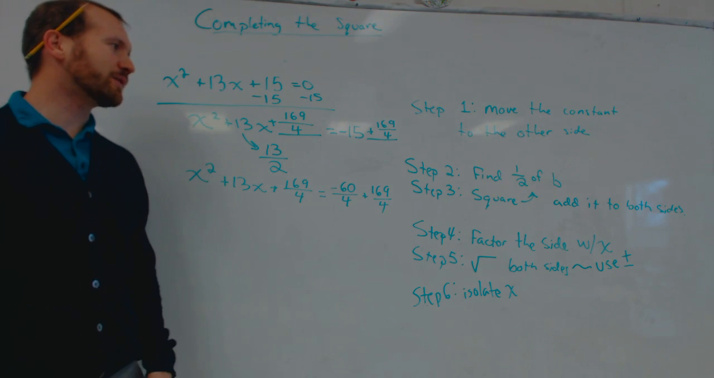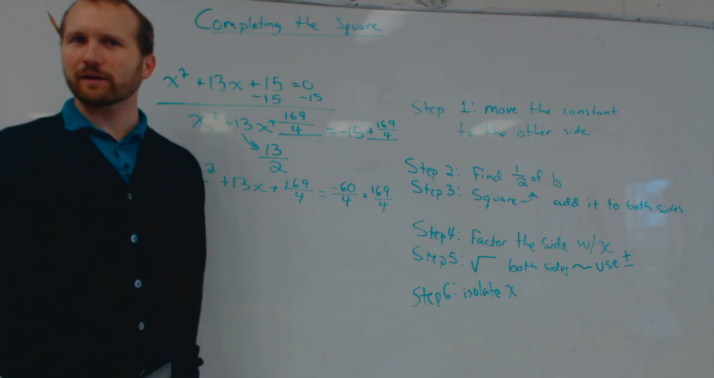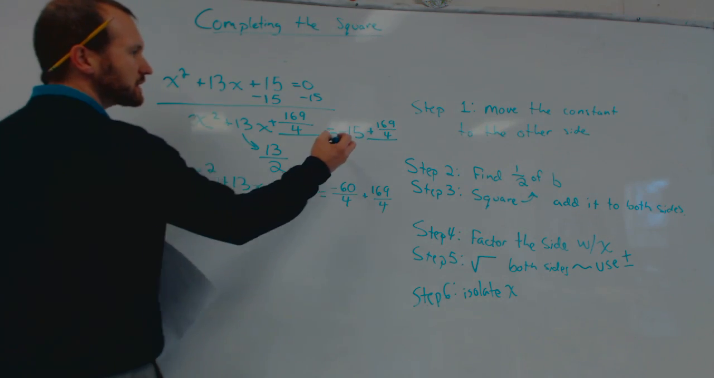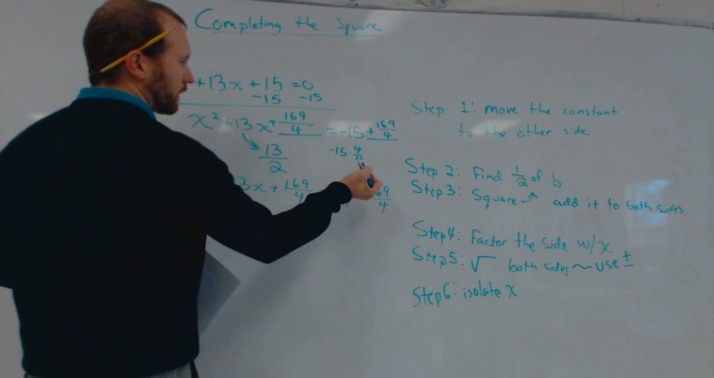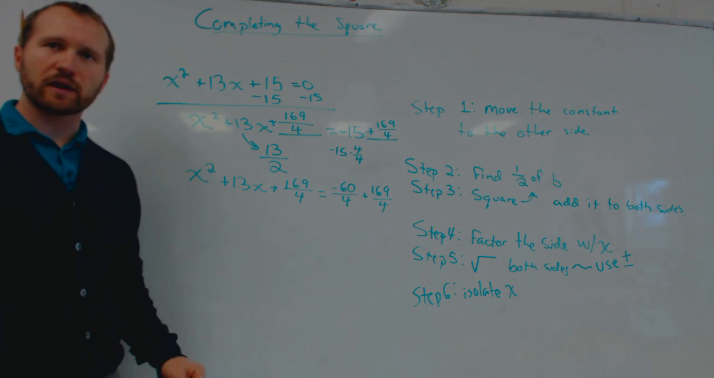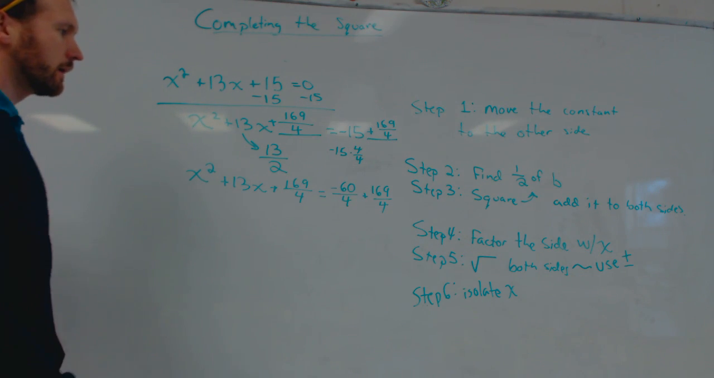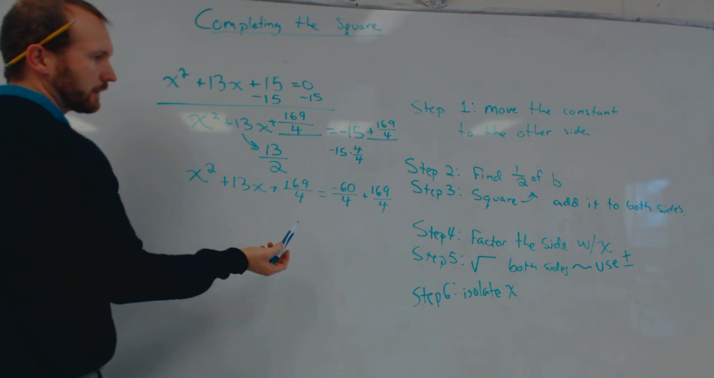Well, I mean, I don't know if I know it. 15 times 2 is 30. So 15 times 4 is 60, right? So I'm just taking negative 15 times 4 over 4, which is times 1. I'm just converting this number into an improper fraction. Okay? So now I could combine these like terms, which I'll do in the next step.